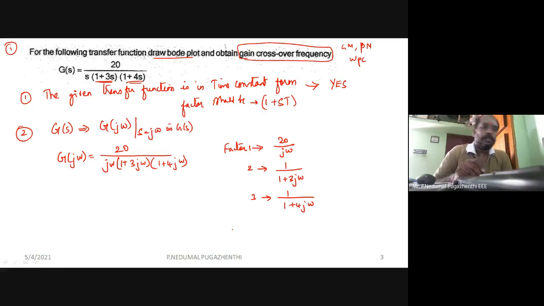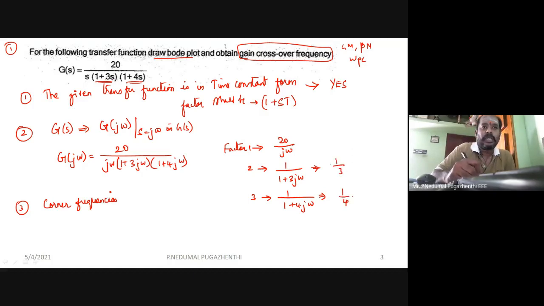What is my third step? My third step is identifying the corner frequencies. From where will I get my corner frequency? Only from the time constants. So 1 by 3 is my first corner frequency, and 1 by 4 is another corner frequency. 1 by 3 is 0.33 radians per second.